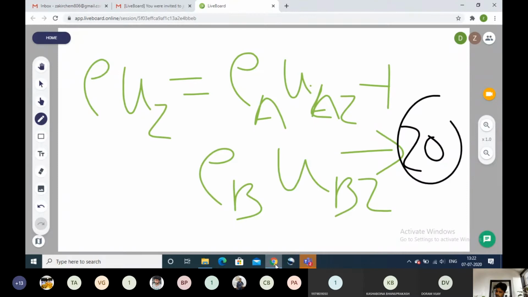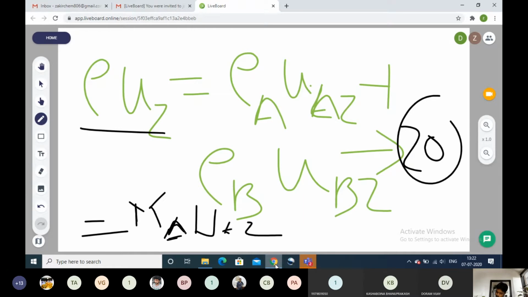And similarly here also we have to equate rho into UZ, which is also equal to MA into NAZ plus MB into NBZ. Okay, this is equation 20.